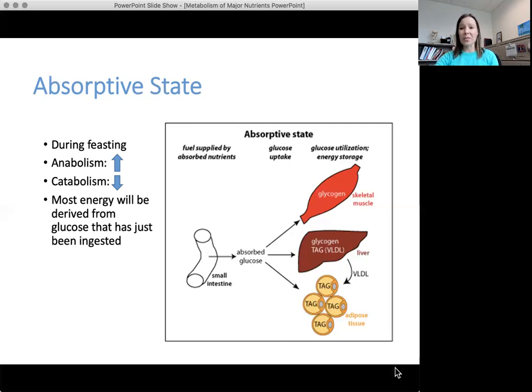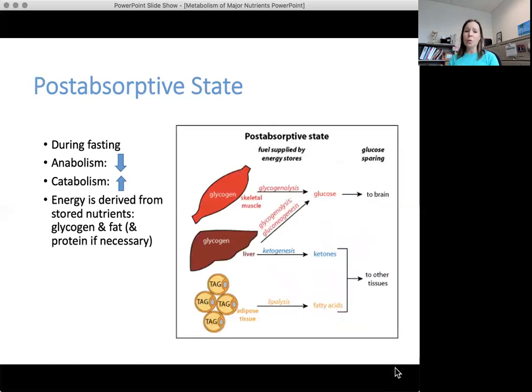Okay, so kind of the opposite of that state is the postabsorptive state. This is pretty much the exact opposite. So this is when you have not eaten in a while, you're in between meals. So it's been several hours since you've last eaten, but the body still needs to maintain a certain glucose level within the blood so that cells can grab that glucose out of the blood and use it for energy. So the main source of energy at this point is all of the stored nutrients. So it's in the form of either glycogen or fats.